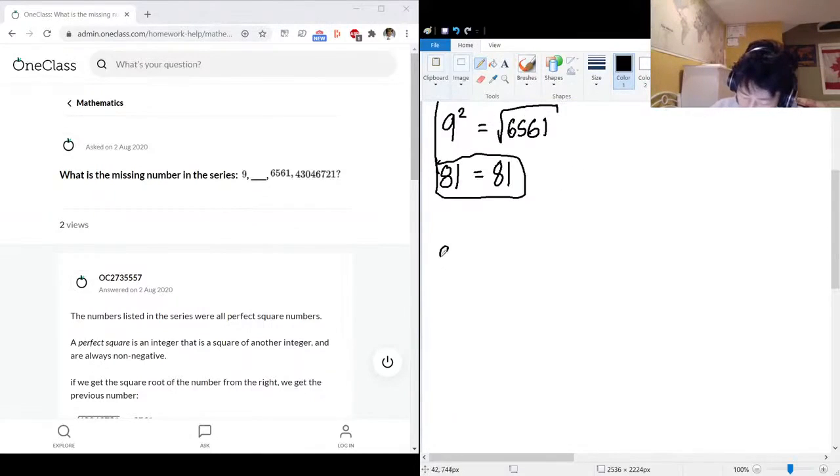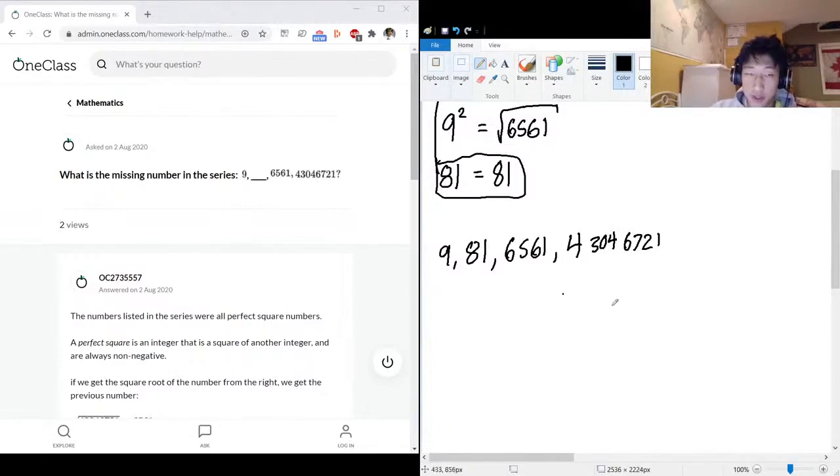So to rewrite the pattern, we've got 9, 81, 6,561, and then 43,046,721. Whoops, that's not even 4 million, that's 43 million. Maybe I shouldn't draw those commas, because they can be confused with the commas used to separate our terms, but that would be our final answer for the sequence once we find the missing number in the series. Super cool.